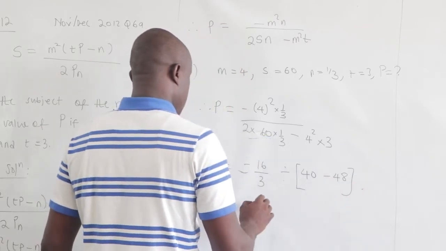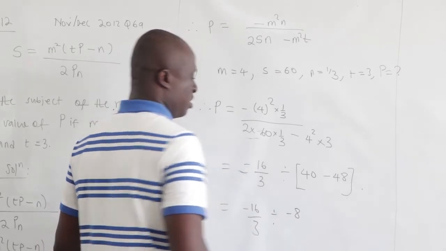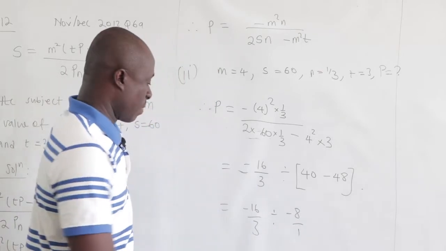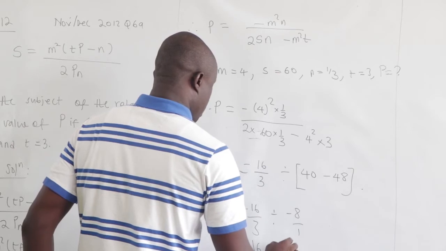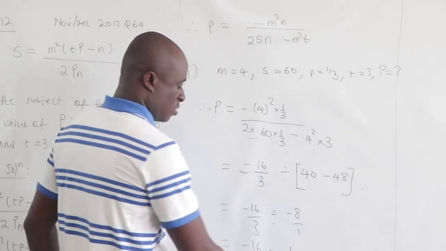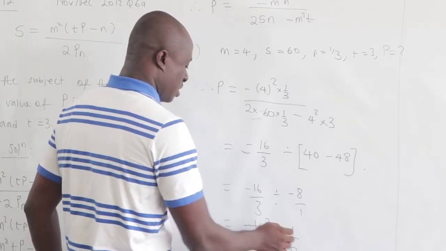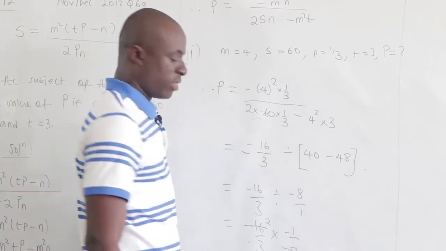Now, this is negative 16 over 3 divided by negative 8. 40 minus 48, that's negative 8. We know that this is over 1. Now, this is the same as negative 16 over 3 times negative 1 all over 8. 8 will go into 8 once, 8 will go into 16, that is 2, and negative times negative is positive. So in a nutshell, we have 2 over 3.